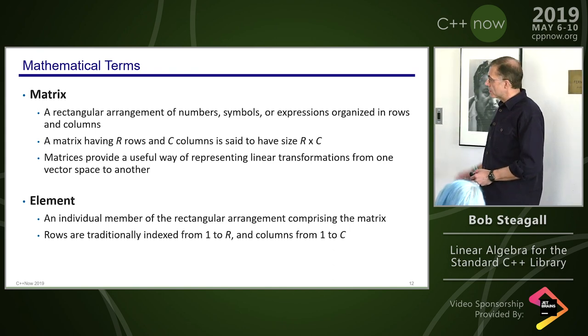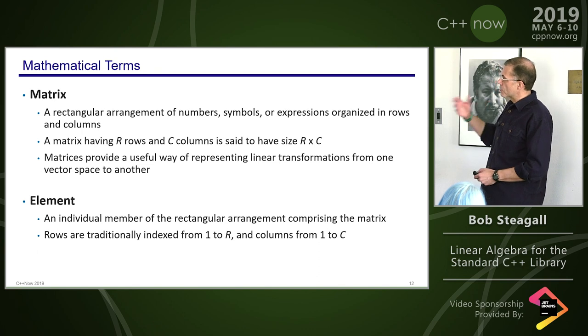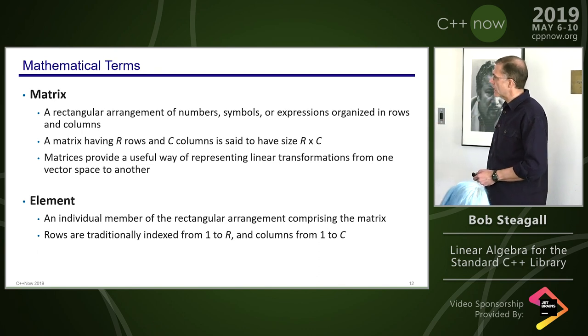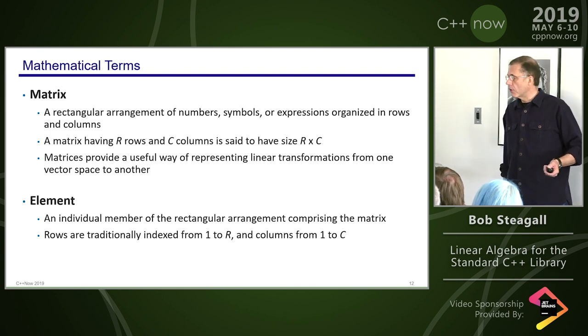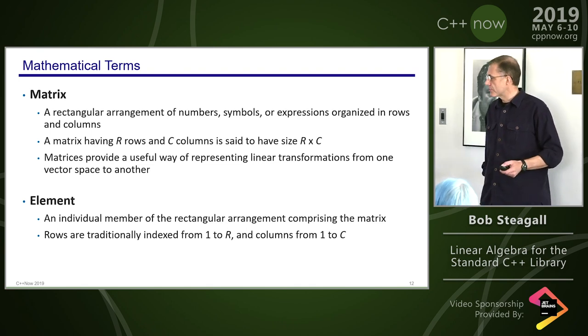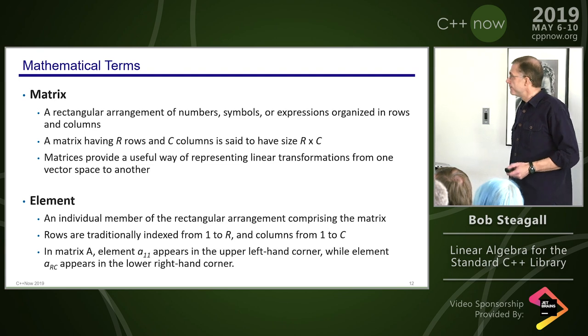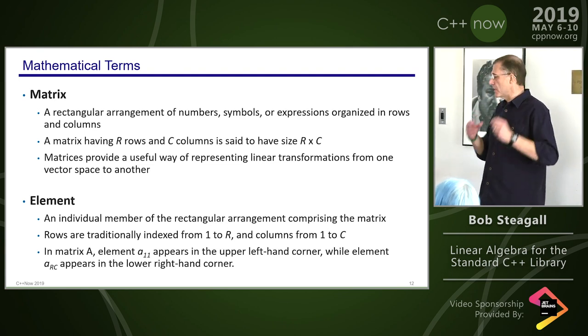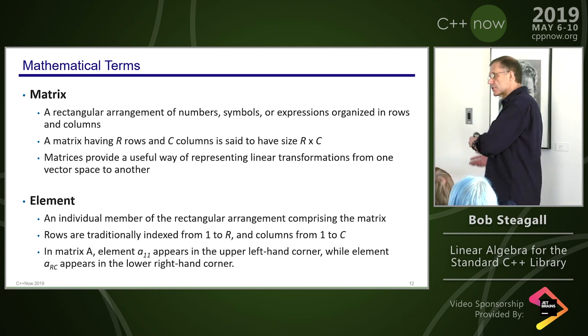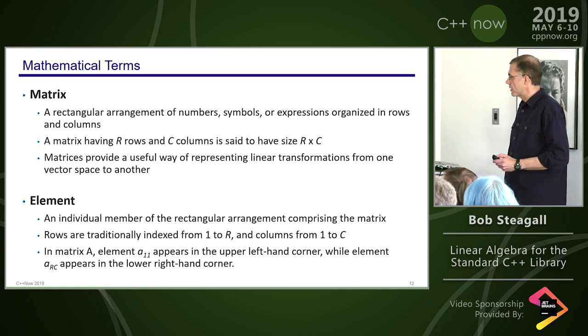Elements are indexed traditionally using one-based indexing. So the row index varies from 1 to R inclusive, and the column index varies from 1 to C inclusive. And of course, there's matrix notation that A11 is in the upper left-hand corner, and ARC is the element in the lower right-hand corner.